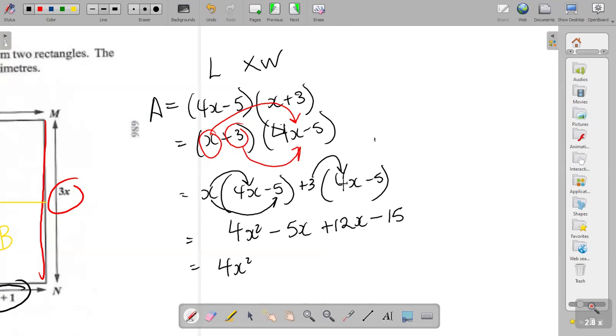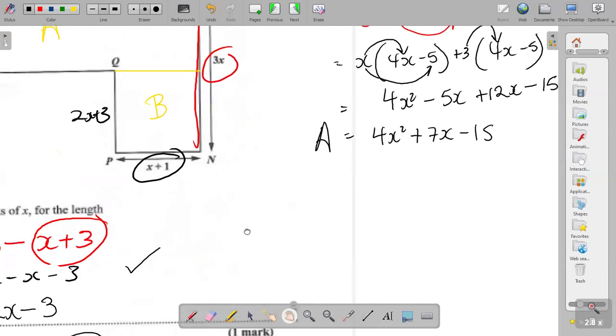Seven is wrong. The answer is 7x, not just 7. Okay? So it's plus 7x minus 15. So this is A. This is the area of A. Now, let's find the area of B.